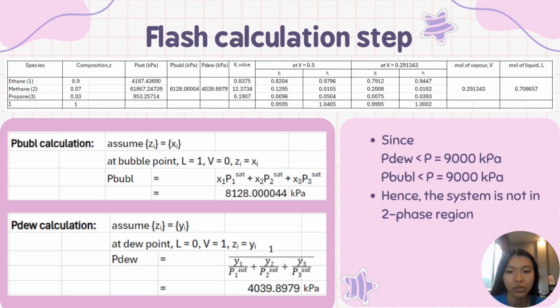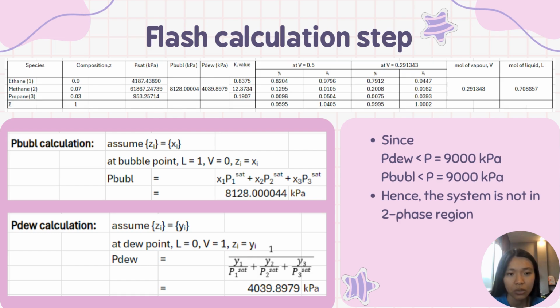Same goes for the P dew calculation. For the P dew calculation, assuming the composition of species i equals the mole fraction of vapor of species i. At dew point, it contains 0 mole of liquid but 1 mole of vapor. P dew equals 1 over the summation of mole fraction of vapor over P saturated of species i, and we will get 4039.9 kilopascal.